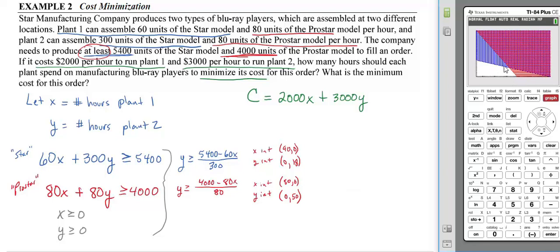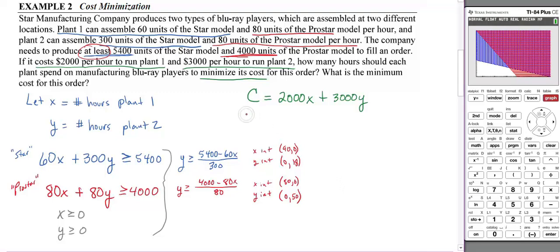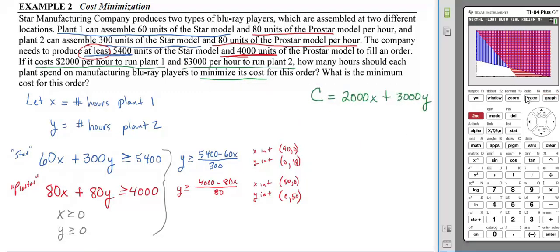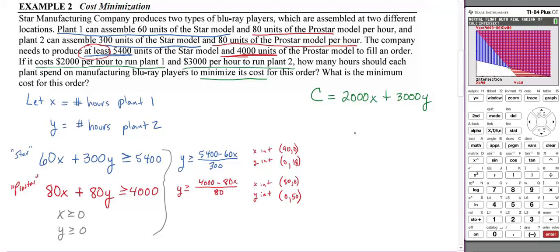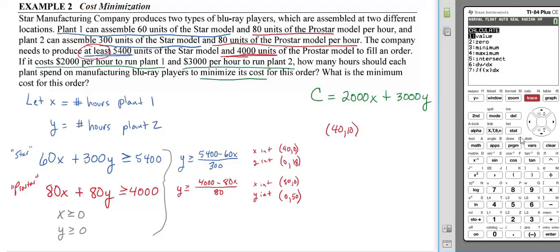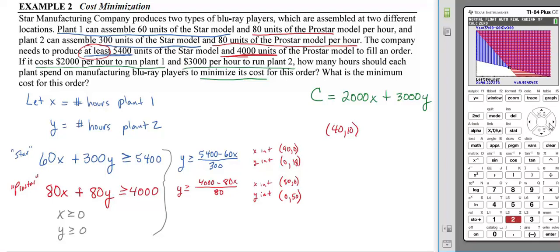We only have 3 corner points, here, here, and here, and it goes out and always past that. So we need to find those corner points in order to test them and see which is going to optimize our objective function. Okay, so let's calculate the intersection of those two boundary lines. We have 40 and 10. So (40, 10).